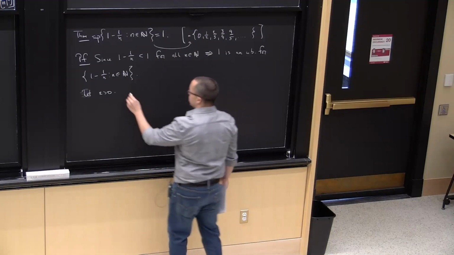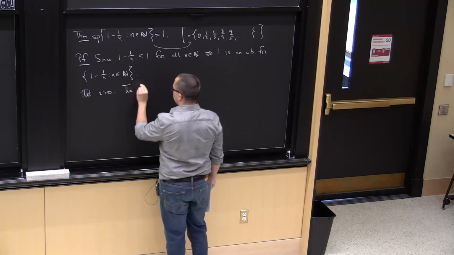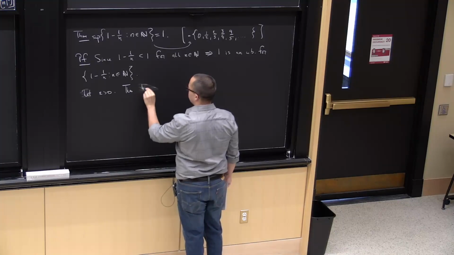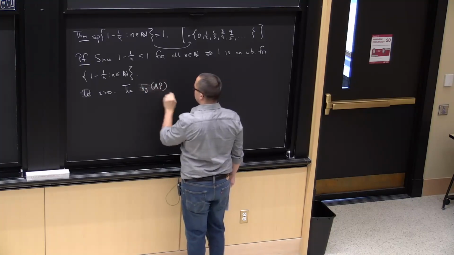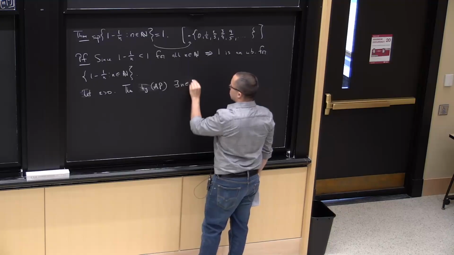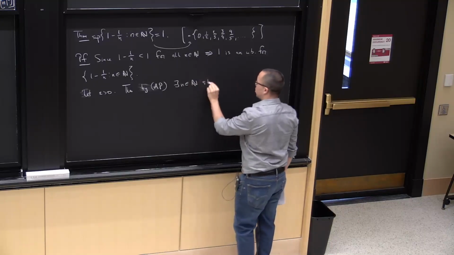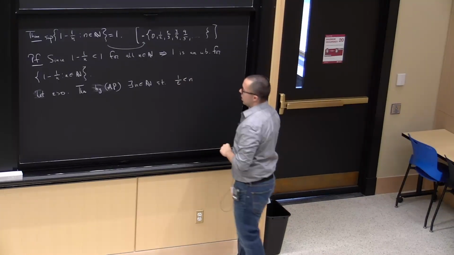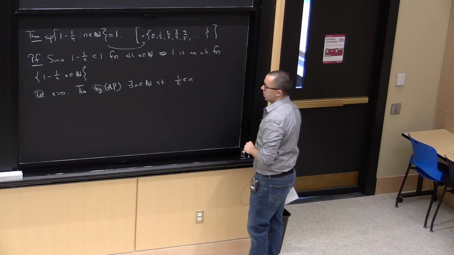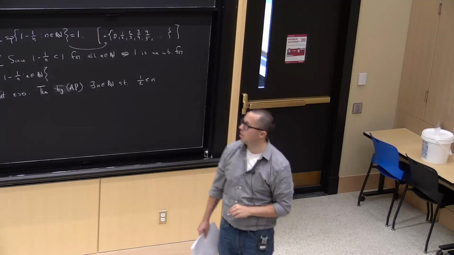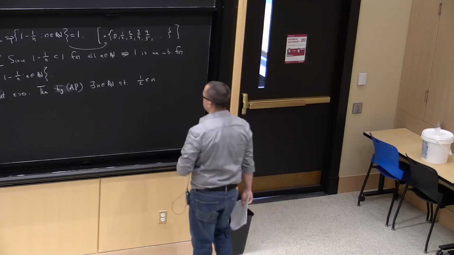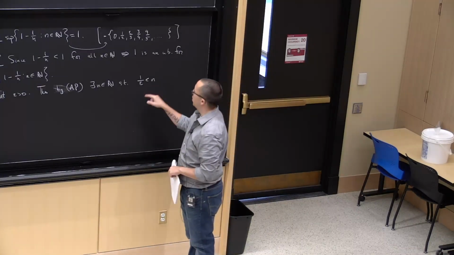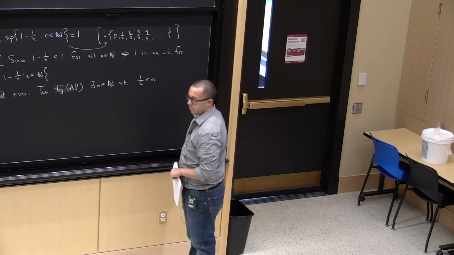Then, by the Archimedean property, there exists a natural number n such that 1 over epsilon is less than n. This is taking, in the statement of the Archimedean property, x to be 1 and y to be 1 over epsilon.